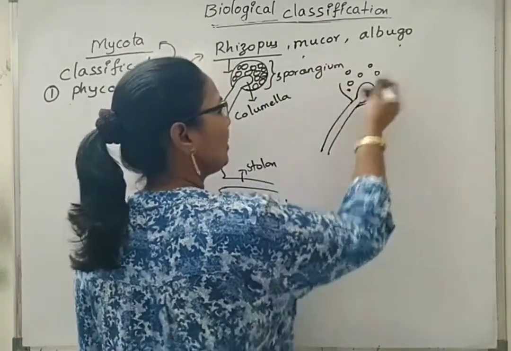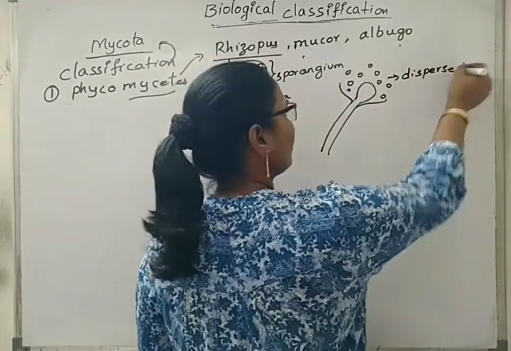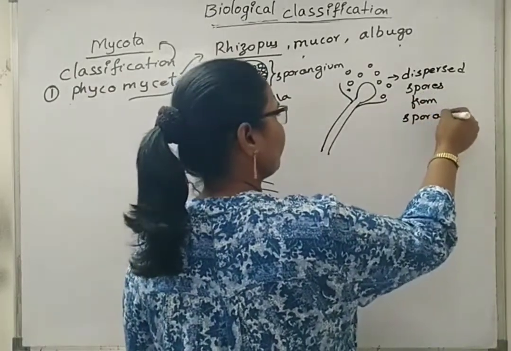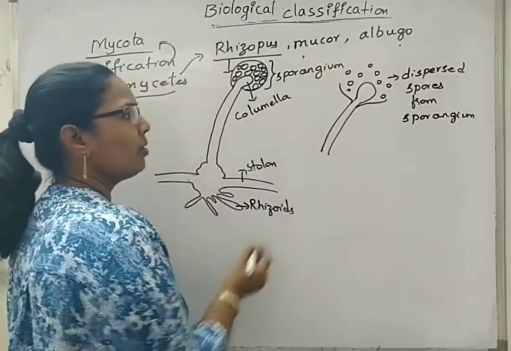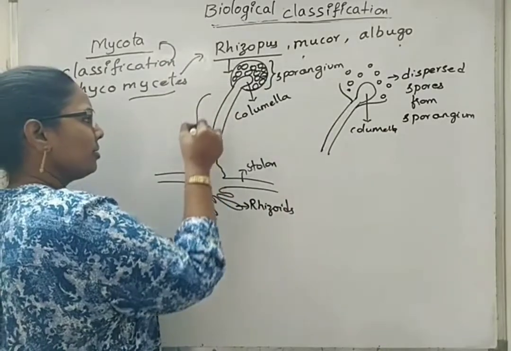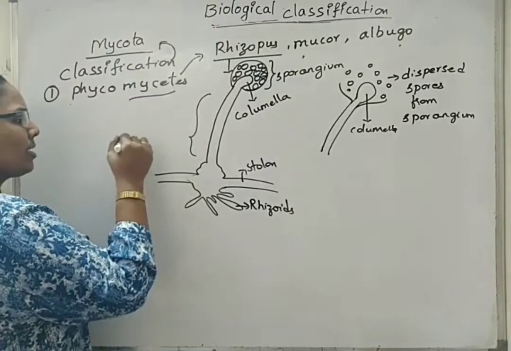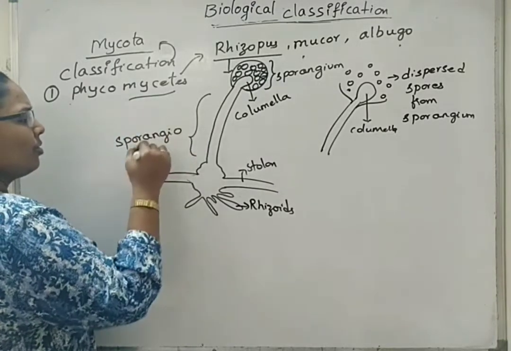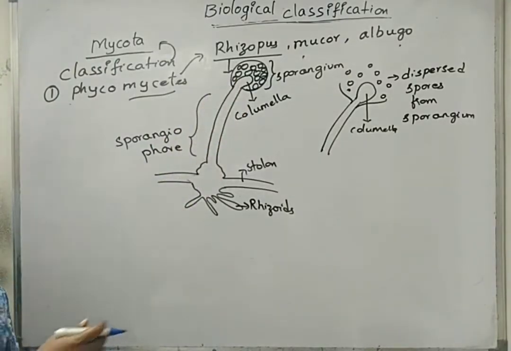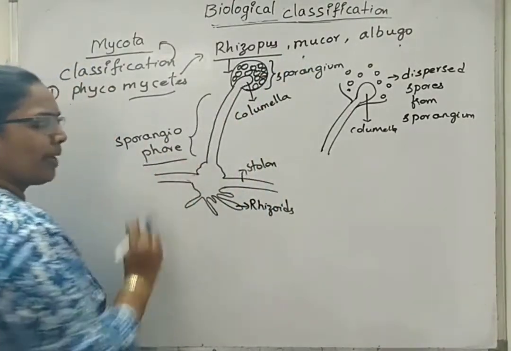When the sporangium is broken down, the columella remains and the spores are dispersed from the sporangium. Now this long thread-like aseptate hyphae structure is called sporangiophore, because it is bearing the sporangium.